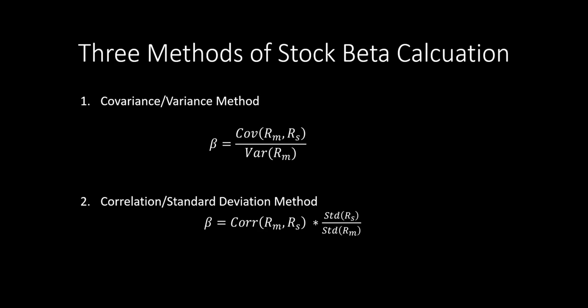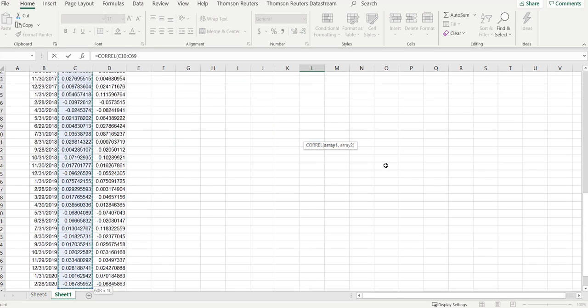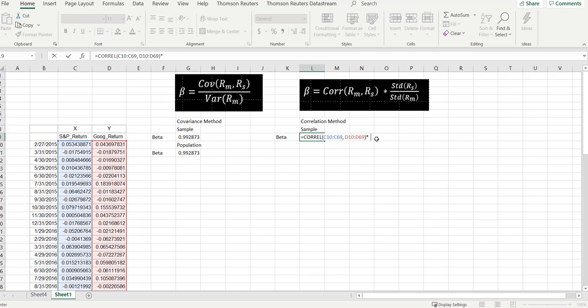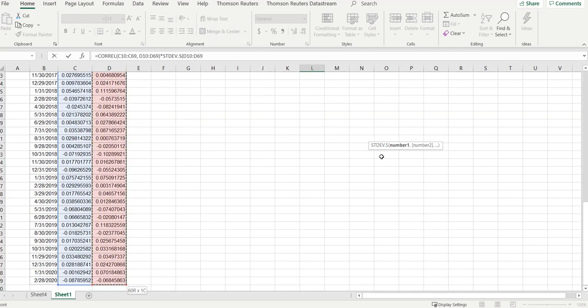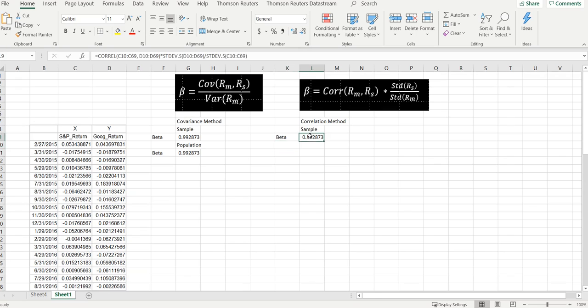The next formula used to calculate equity beta is the correlation standard deviation method, which is given by the Pearson correlation of the market return with respect to the stock return multiplied by the standard deviation of the stock return divided by the standard deviation of the market return. Using this formula to calculate beta, we have to understand there is no population or sample correlation. There is just correlation. But we do have population and sample standard deviation. We can calculate beta like before, and we see that using either population or sample standard deviation results in the same beta, which is again 0.9928.